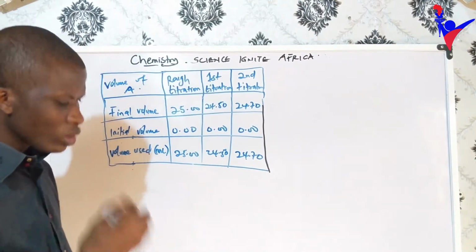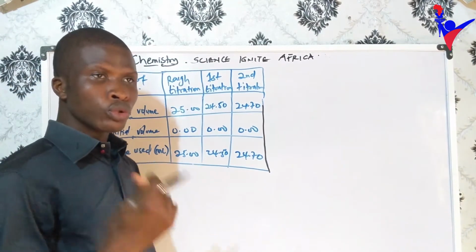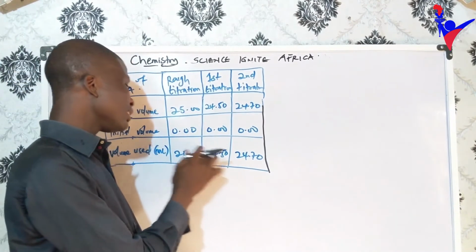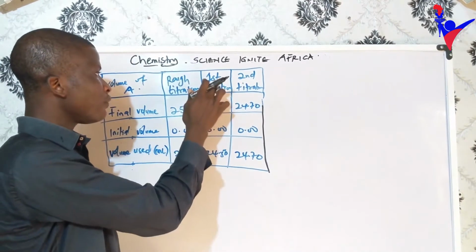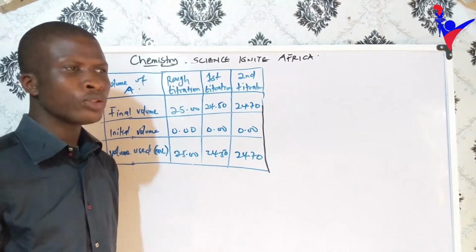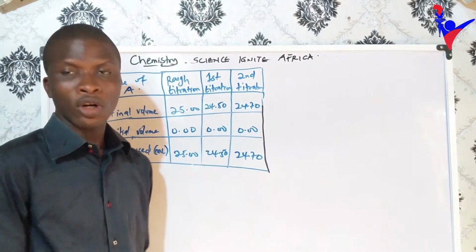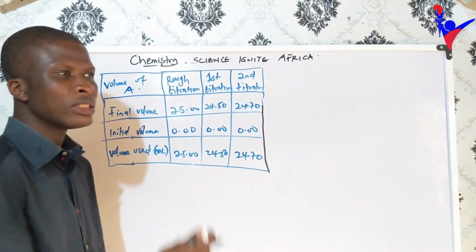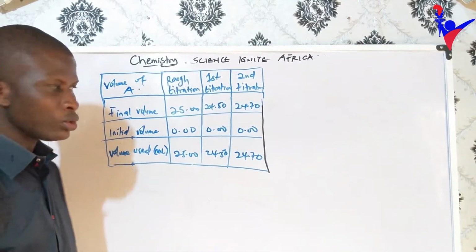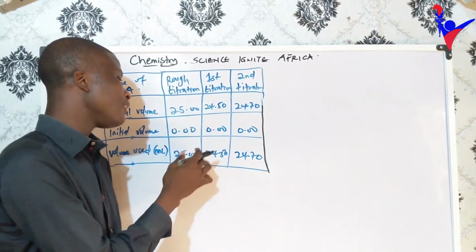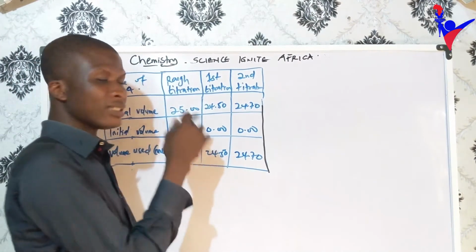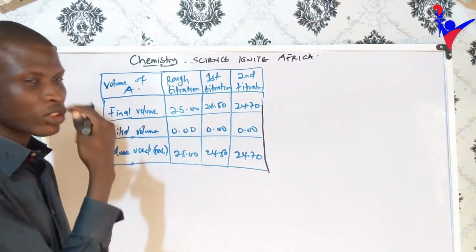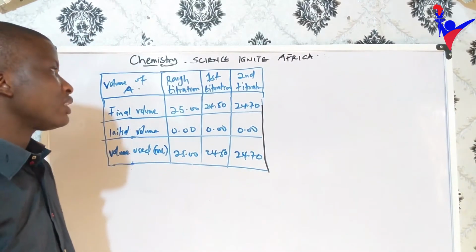It will do you good to know that if your rough titration is not different from the first titration by more than 0.20, of course you can choose your rough titration and involve it in calculating the average volume of acid used. But in this case, because the difference is more than 0.20, and also from the second titration, we are going to leave it out in calculating the average volume of acid used.